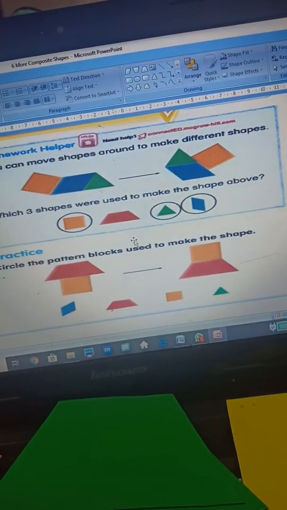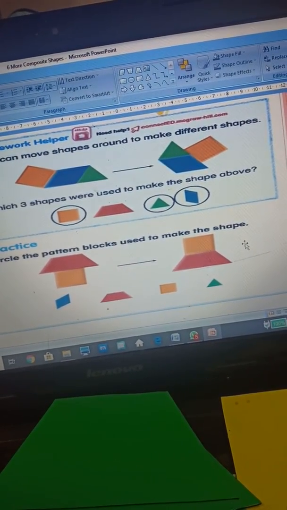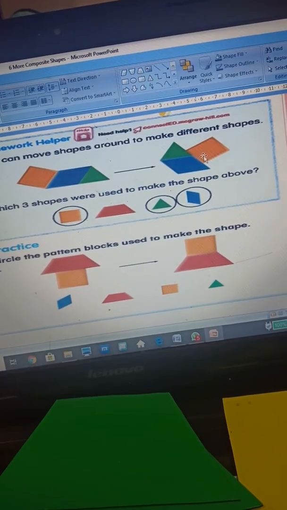So for today's homework, kindly answer page 671 and page 672. I hope this lesson is clear to you. This is what we call, again, a composite shape.